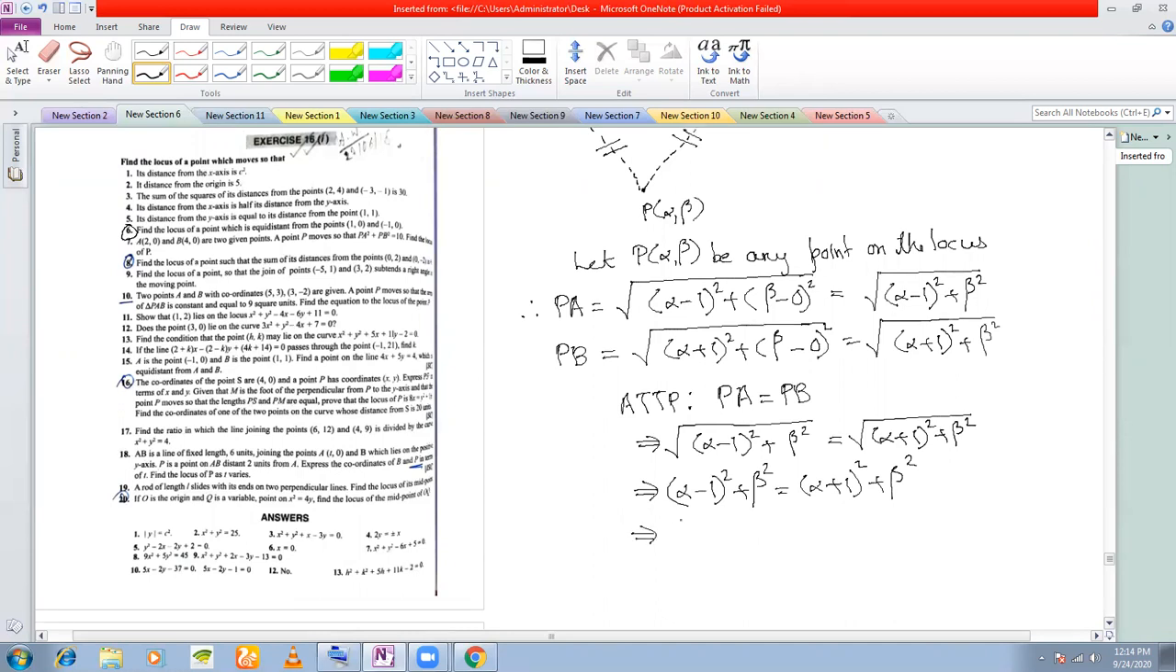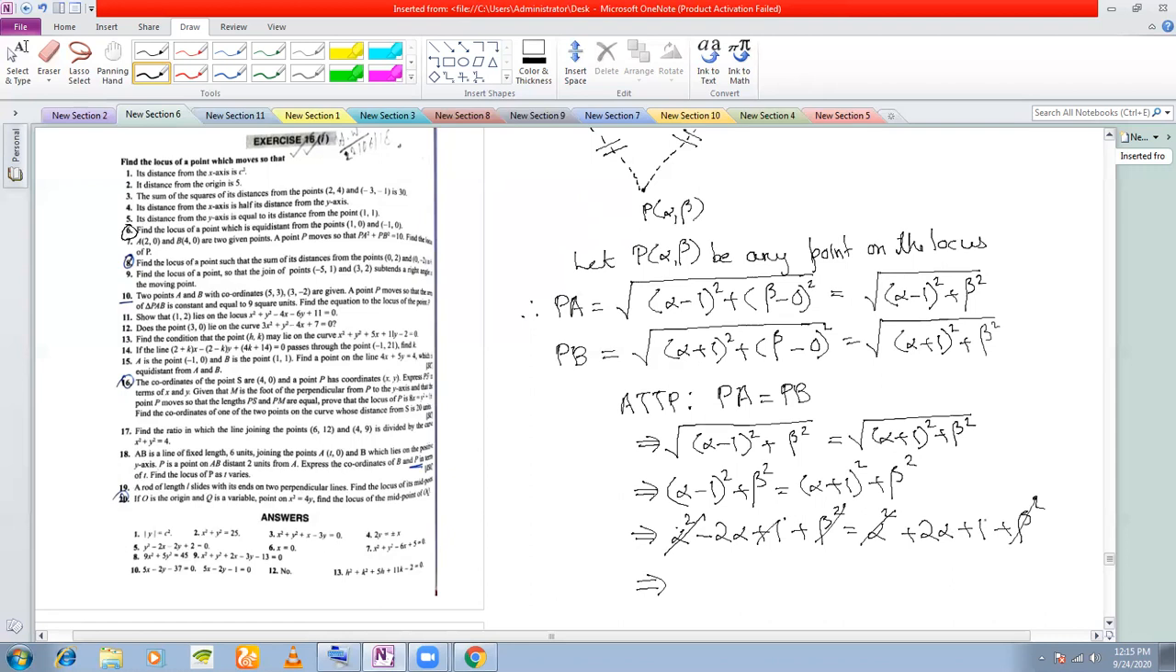Now you expand. You can change to current coordinates and then expand, or you can simplify here only. It's the same. Alpha square minus 2 alpha plus 1 plus beta square is equal to alpha square plus 2 alpha plus 1 plus beta square. So what happens? Beta square cancels, alpha square cancels, and 1 also cancels.